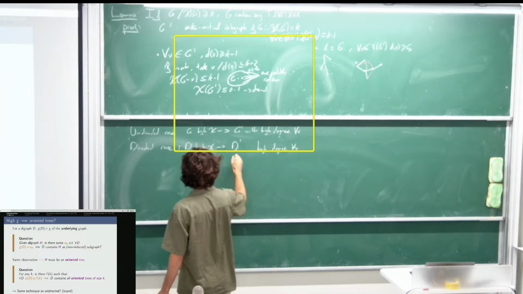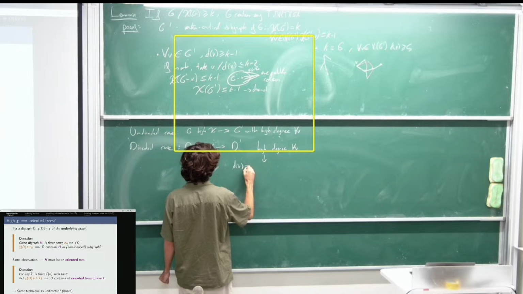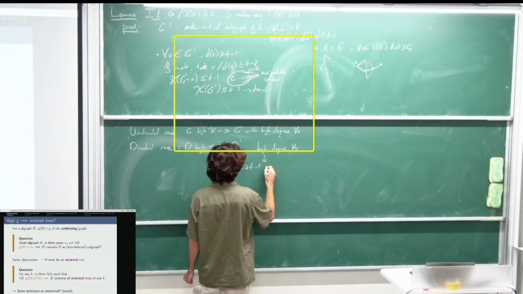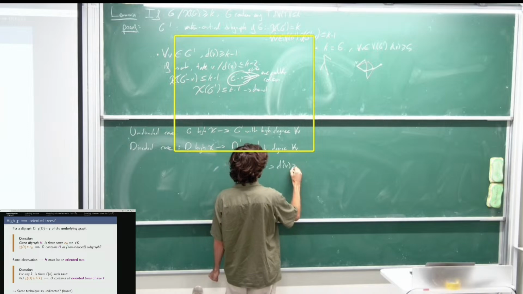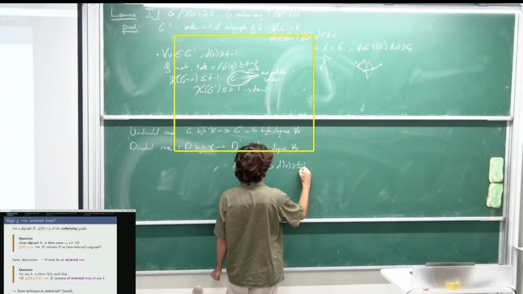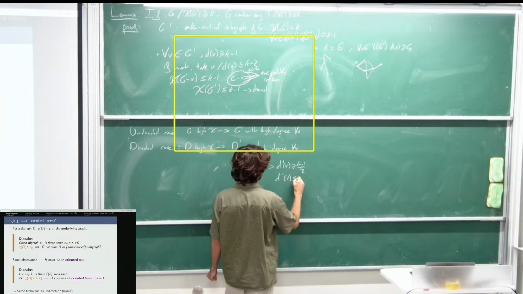But what this guarantees me is that degree of D greater than k minus 1 guarantees me that either the out degree is greater than (k minus 1) over 2, or the in degree is. So either the out degree is large or the in degree is large.